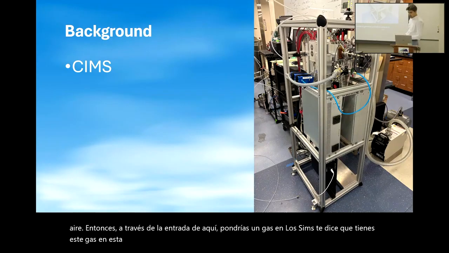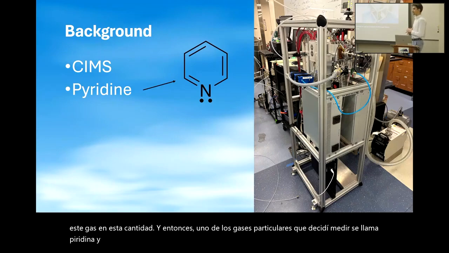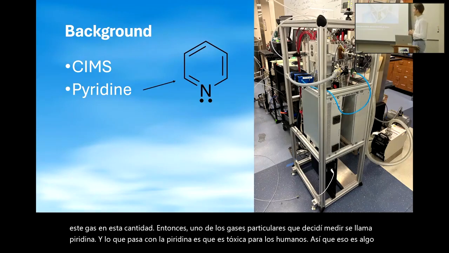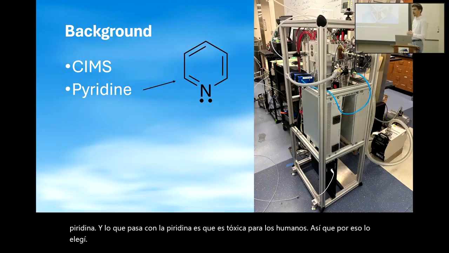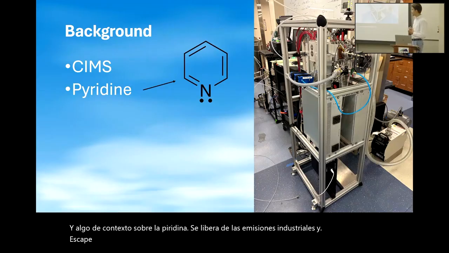One of the particular gases that I decided to measure is called pyridine. The thing about pyridine is that it's toxic to humans, so that's kind of why I chose it. Some context about pyridine: it's released from industrial emissions and vehicle exhaust, tobacco smoke, and biomass burnings.